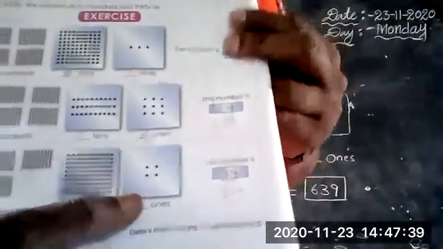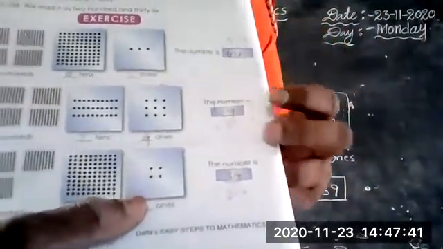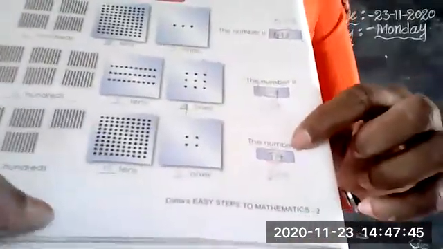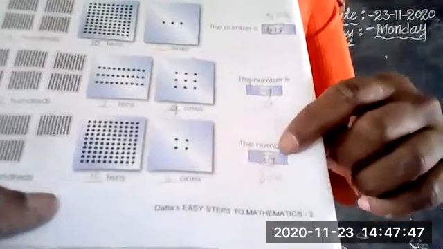See here, third one, 1, 2, 3, 4, 500 cards are there. Next, tens card is there. Ones card also is there. So you will count and write the number here. Okay, children, count and write the number. Third one, next, fourth one.